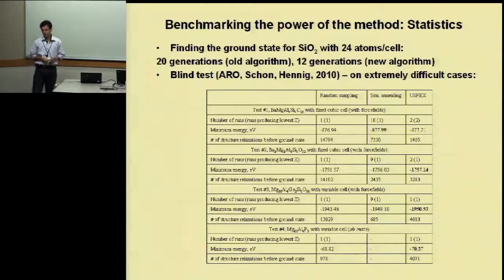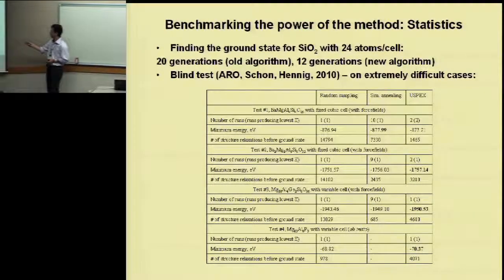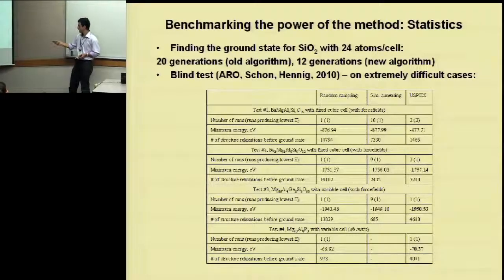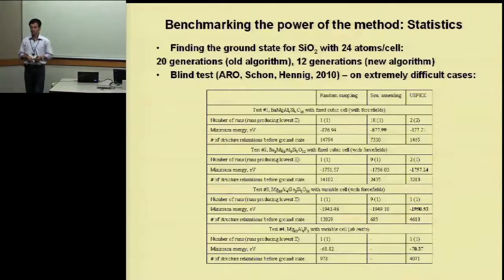I have invited all groups that develop or use different methodologies, and 3 groups agreed to participate. People using random sampling, people using simulated annealing, and us. We have done 4 tests where none of the groups actually knew the solution. We took very challenging, more or less random compositions, very complicated chemical formulae where no experiments exist and nobody did calculations before. And the task was, who finds the lowest energy using exactly the same force fields or density functionals and so on. So 4 tests were conducted.